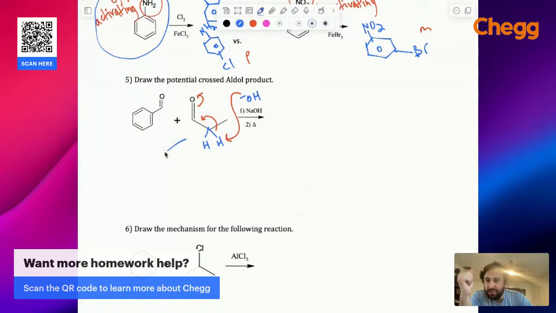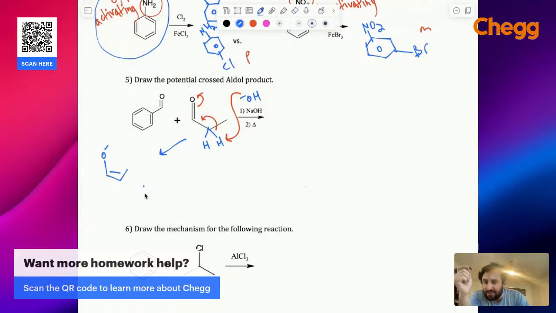To save some space, let's go all the way over here. We're going to get this enolate, with the pi bond there and then the oxyanion there. Now this could admittedly attack another equivalent of propanal, but the question wants the potential crossed aldol product. We specifically want to get the crossed aldol product. In reality, you're going to get a mixture. Enolate chemistry can be very messy because everything's attacking everything. But for the purposes of this question, what is the potential crossed aldol product?